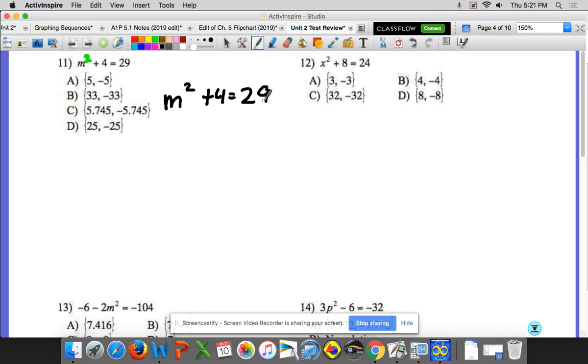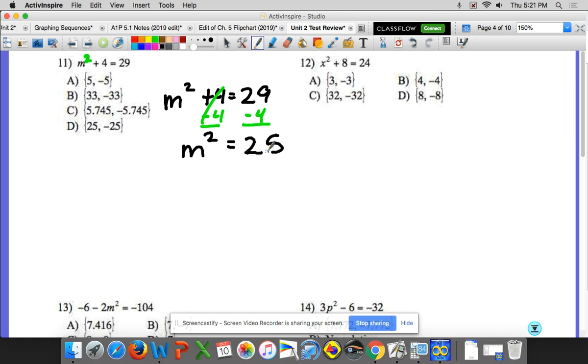So the process is still the same, guys. If we want to get this m squared by itself, the first thing we're going to have to do is get rid of that 4. The opposite of plus 4 is negative 4. What we do to one side, we've got to do to the other. We're going to cancel those out. So therefore, we get m squared by itself equals, and then we just do the math, 29 minus 4 is going to give us 25.